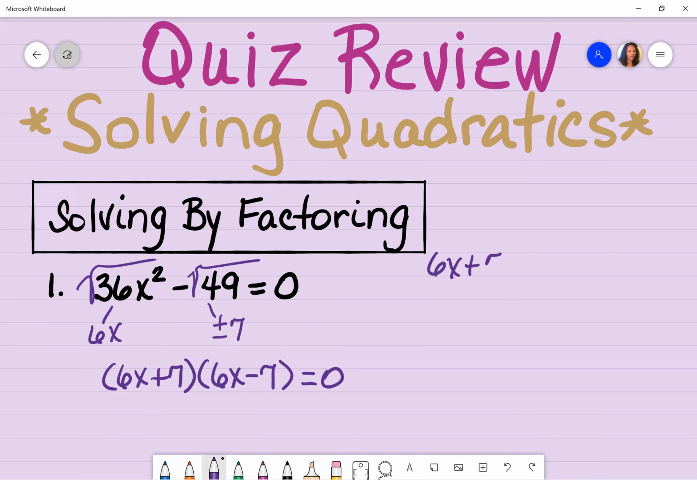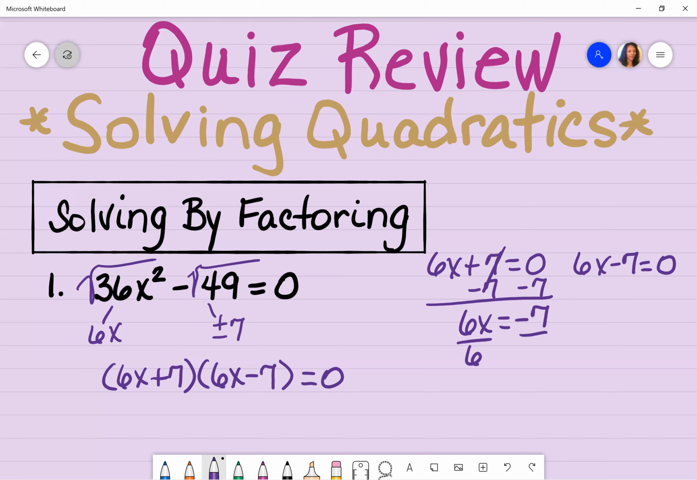6x plus 7 is equal to 0, and 6x minus 7 is equal to 0. I want to subtract 7 on both sides because it's already positive, so I want to make it a 0. I'm left with 6x is equal to negative 7. Divide both sides by 6 because that's what's stopping x from being by itself. So one of my answers is negative 7 over 6. How many answers am I looking for? I always look at my exponent. So if my highest exponent is 2, I am looking for 2 answers.